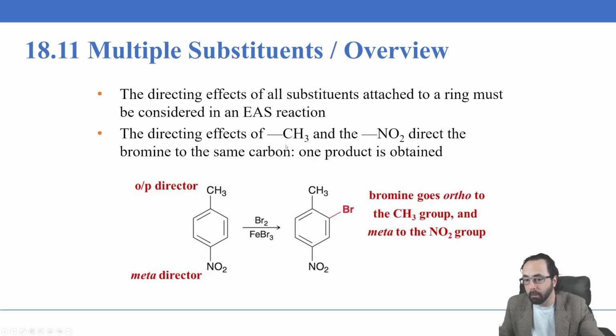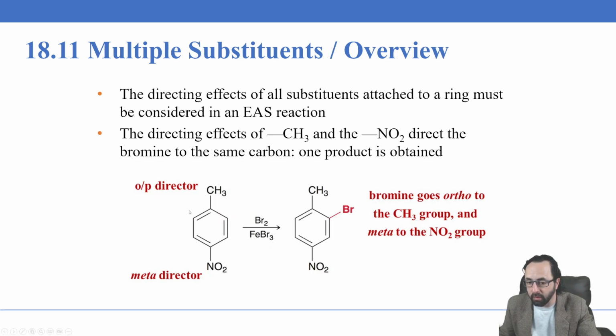The methyl group is an activating group, which is ortho and para directing. The nitro group is a deactivating group, which is meta-directing. If these are directing both to the same position, then that's going to give extra support for the installation of the group at that position. So in this case, we have a methyl group which activates the ring and is an ortho-para director.